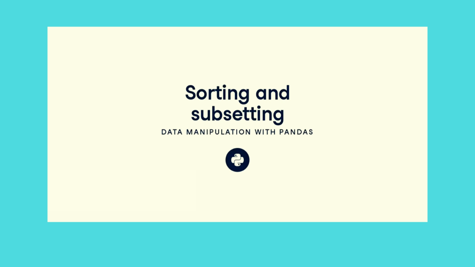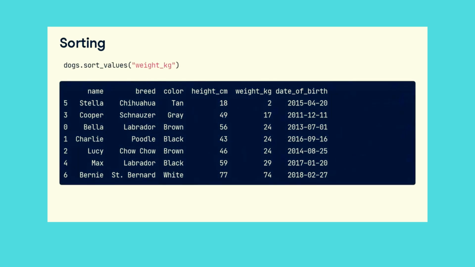In this video, we'll cover the two simplest and possibly most important ways to find interesting parts of your data frame. The first thing you can do is change the order of the rows by sorting them, so that the most interesting data is at the top of the data frame. You can sort rows using the sort values method, passing in a column name that you want to sort by.